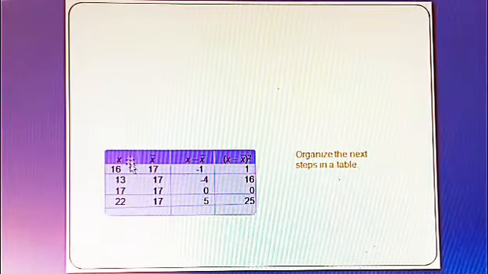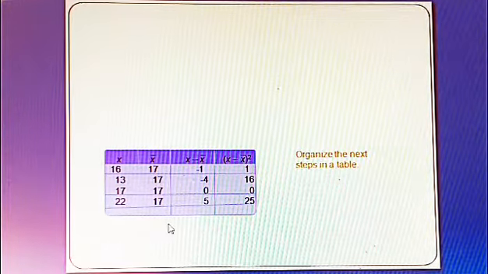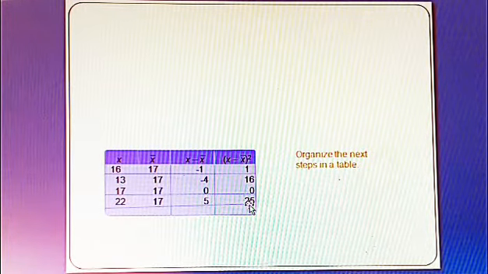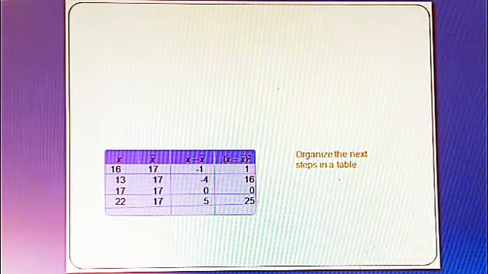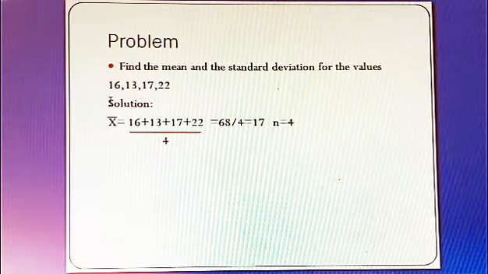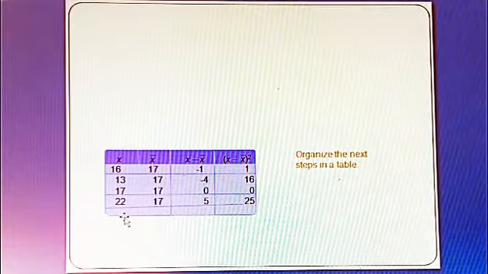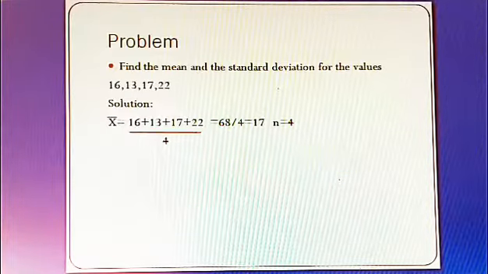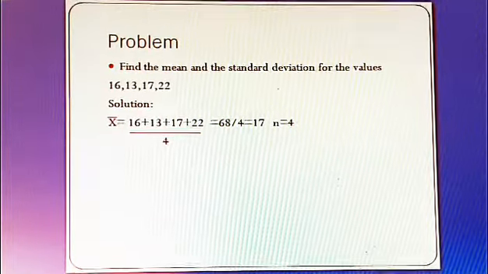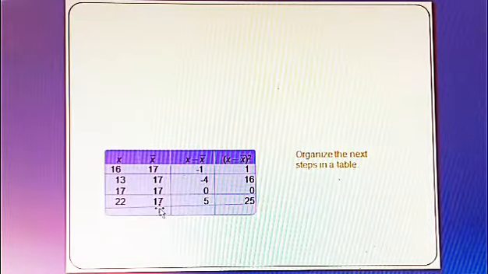Okay. So the first column is x, second x bar, then x minus x bar, fourth column is x minus x bar the whole square. So I have taken the x values. What are the x values? You have 16, 13, 17, 22. I have written them in the first column. And x bar, we have found the arithmetic mean is 17. So I have written it in the second column.